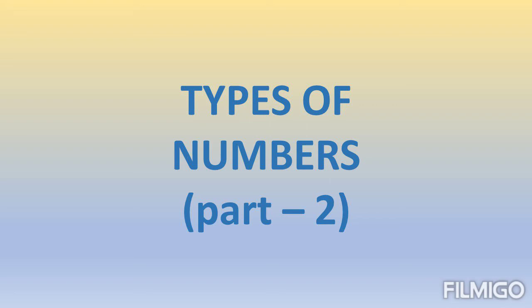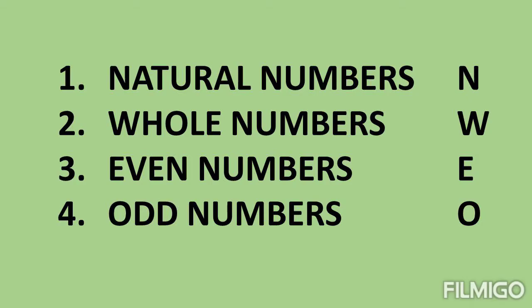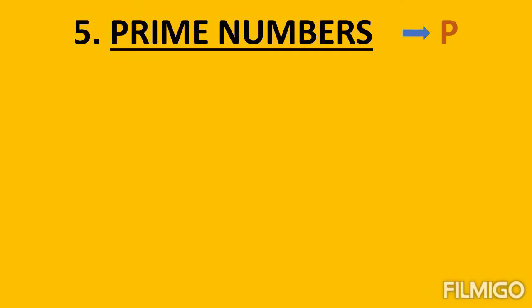So we are continuing with our video on types of numbers. This is part 2. In part 1, we had done natural numbers, whole numbers, even numbers and odd numbers. So here we move to prime numbers, and prime numbers is written with a capital P. However, before I explain prime numbers, let's go back to factors.